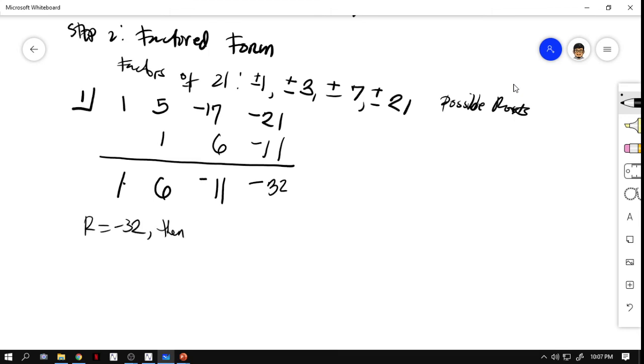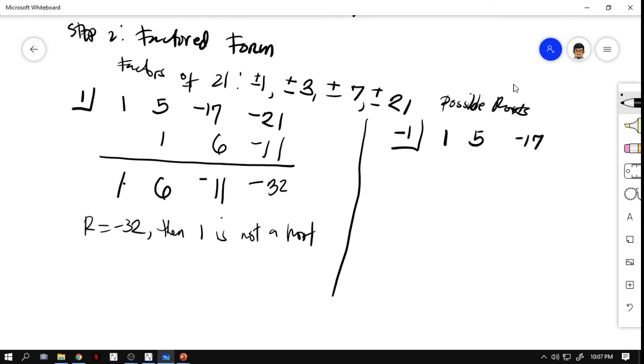Then, 1 is not a root. Okay? Try naman natin yung negative 1. If we have negative 1, then 1, 5, negative 17, at saka negative 21. So, bring down 1. 1 times negative 1 is negative 1.